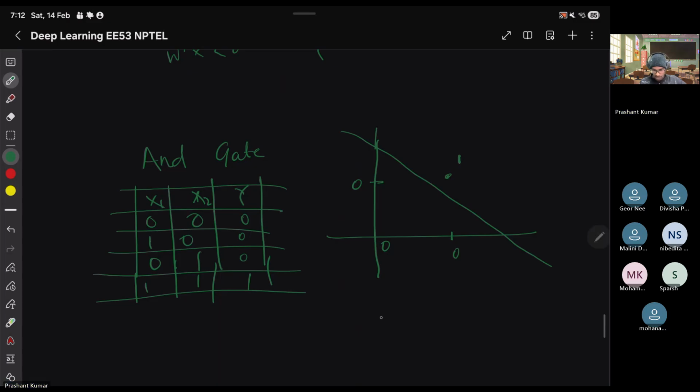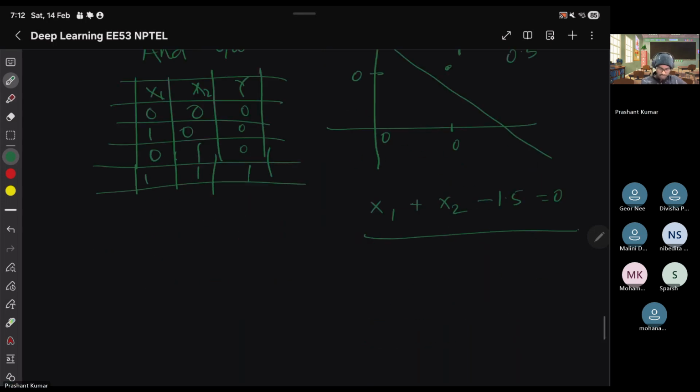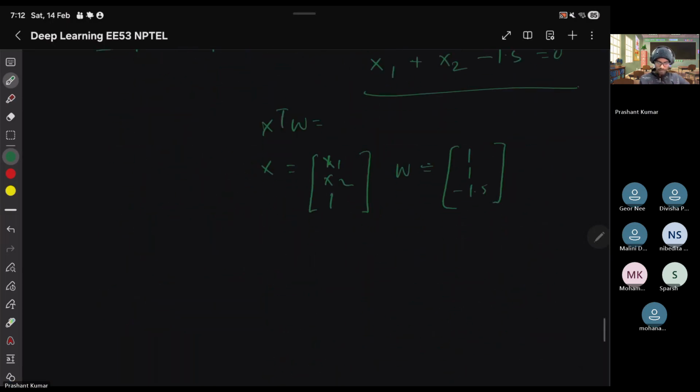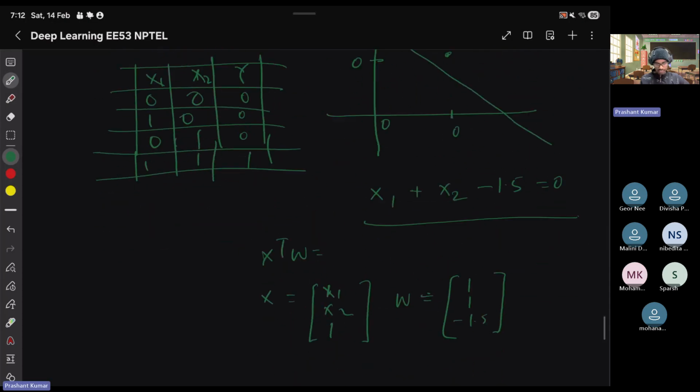In this case, it will look something like x1 plus x2 minus 1.5 is equal to 0. If you are taking x1 and x2 equal to 1, then it will become positive, that is 0.5. And if you are taking 1 and 0, or 0 and 0, it will become negative. So basically here, X is x1, x2, 1, and W is 1, 1, minus 1.5, right? So in this case, the classification is linear, right?